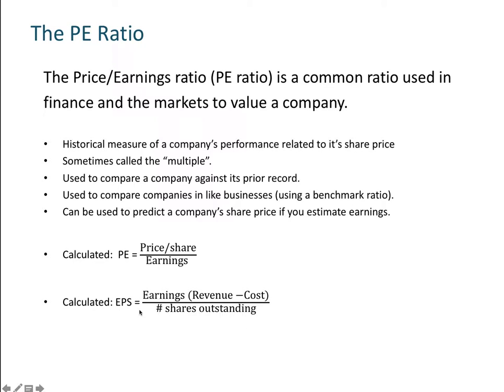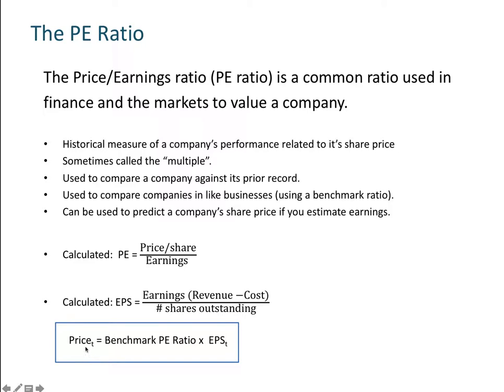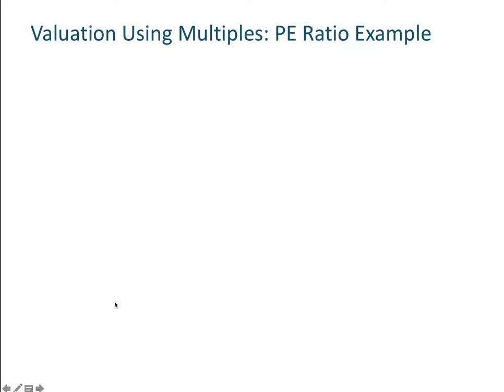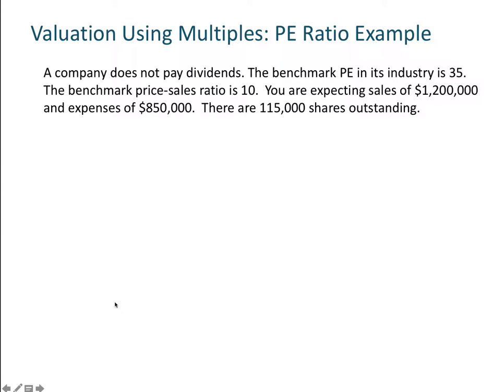The earnings per share is simply your revenue minus cost, sometimes called profit, over the number of shares outstanding. So at any point in year T, you can find the price by using this benchmark PE ratio times the earnings per share of the company. Okay, so let's do an example.